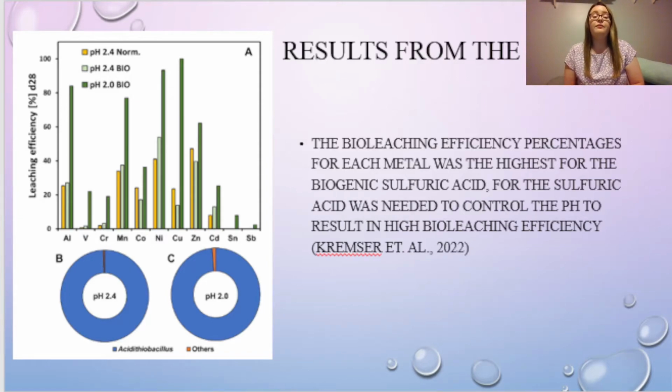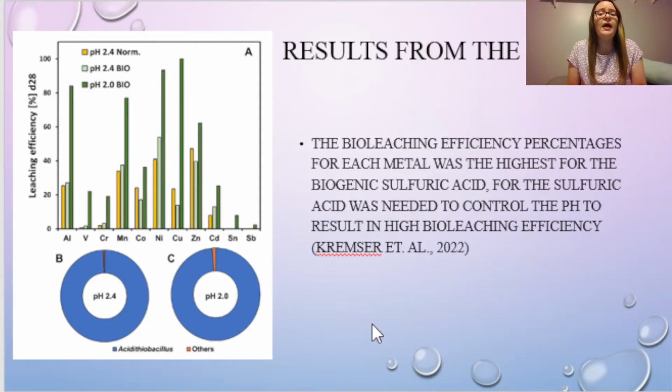All right, this graph for results of the study is showing the bioleaching efficiency percentages for each of the metals that we were wanting to recycle and reduce the toxicity in those residues. The bioleaching efficiency percentages for each of the metals were the highest for the biogenic sulfuric acid. The sulfuric acid was needed, again, because we want to control that pH to result in the highest bioleaching efficiency we can get. So the green was representing the pH of 2.0, and it was specifically the biogenic sulfuric acid. And as you can see, the green bars for each of the metals are the highest.